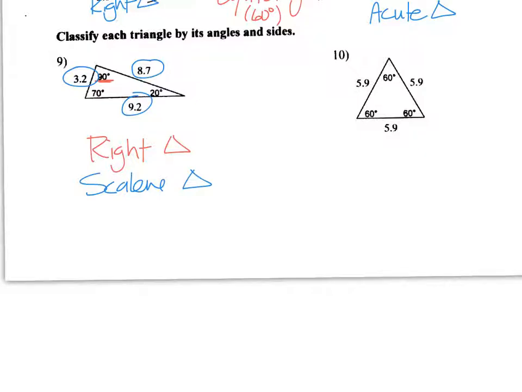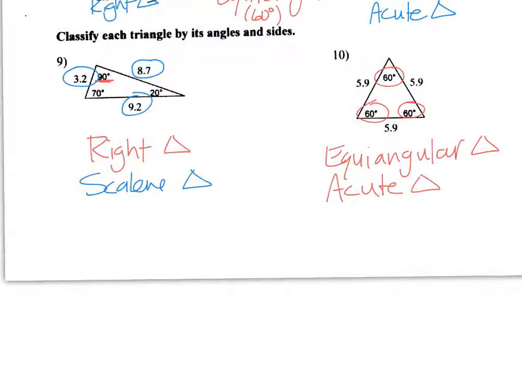Okay, number 10. Look at the angles. The angles are all equal, so that makes it equiangular. But they're also less than 90. So that also makes it an acute triangle. So in this case, it's two different names, equiangular as well as acute. Then we look at the sides. All the sides are the same, so that's equilateral.